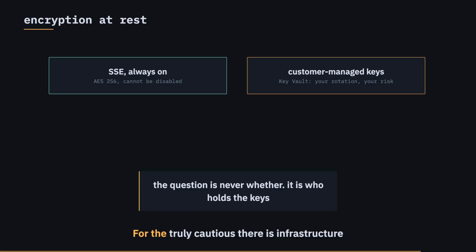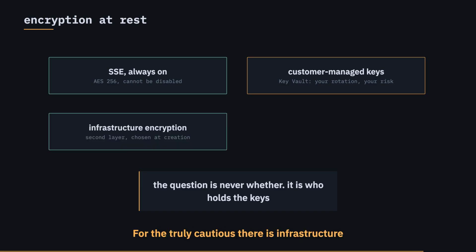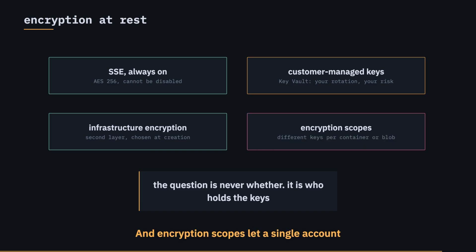For the truly cautious, there is infrastructure encryption, which encrypts data a second time at the hardware layer with a separate key, so a compromise of one algorithm or key still leaves a locked box. It can only be chosen when the account is created. And encryption scopes let a single account hold data under different keys, per container or even per blob, which is how one account serves multiple customers who each demand their own key.